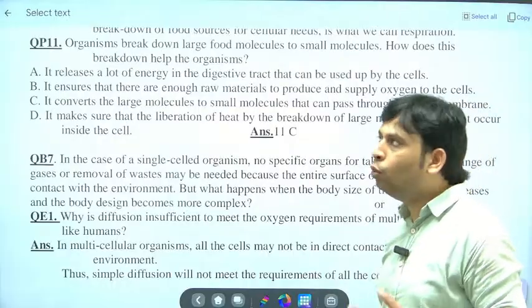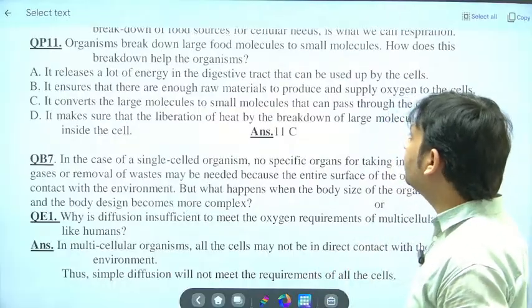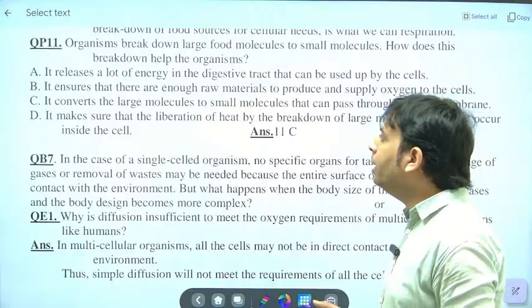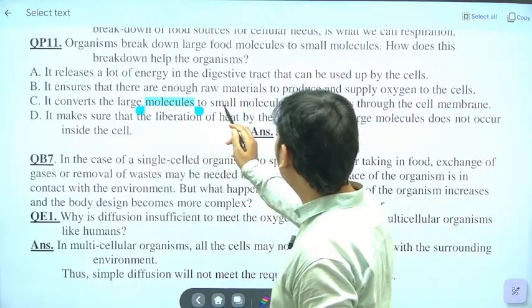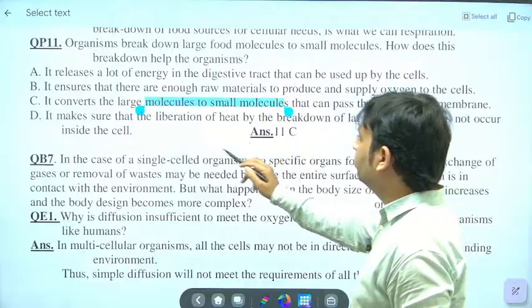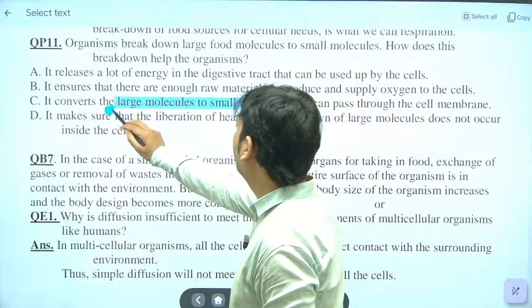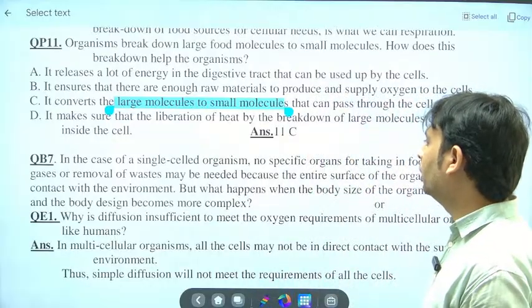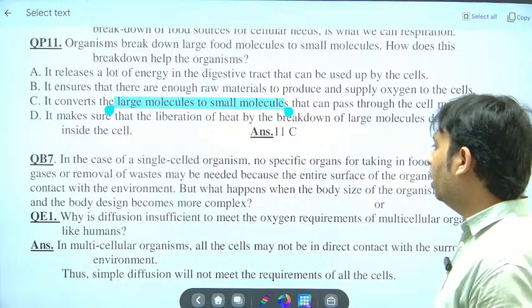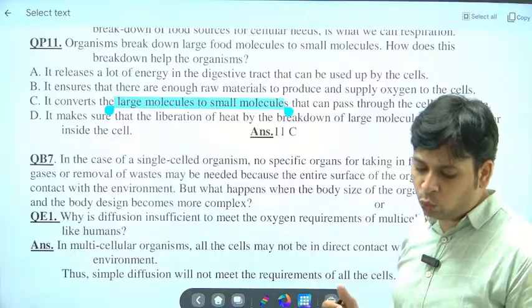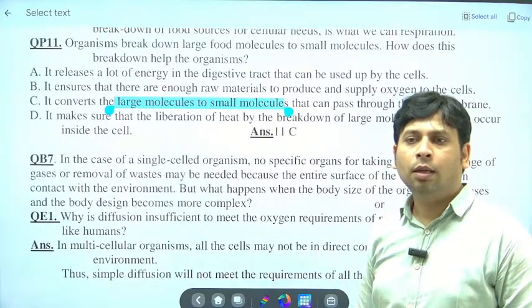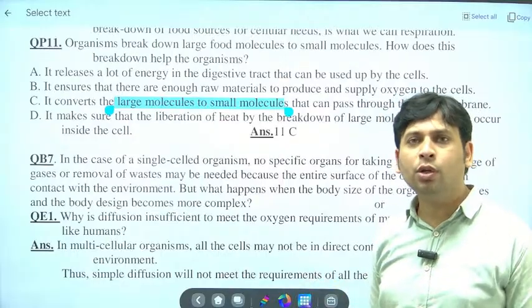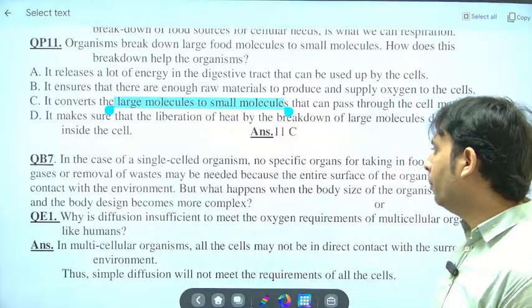So how does this happen? How are the large food molecules broken down into small molecules? The answer to this question is that it converts the large molecules to small molecules that can pass through the cell membrane. So this is the answer. And you already know what the diffusion process is. The movement of any gas from higher concentration to lower concentration is called diffusion.